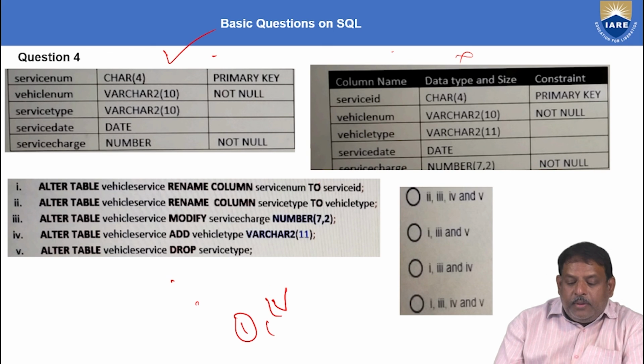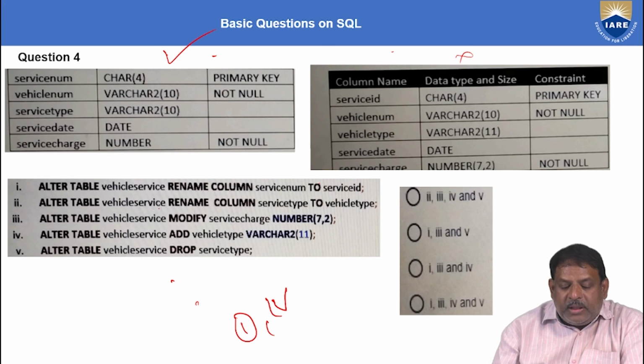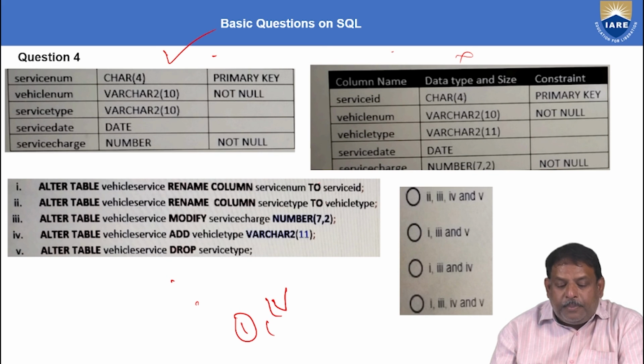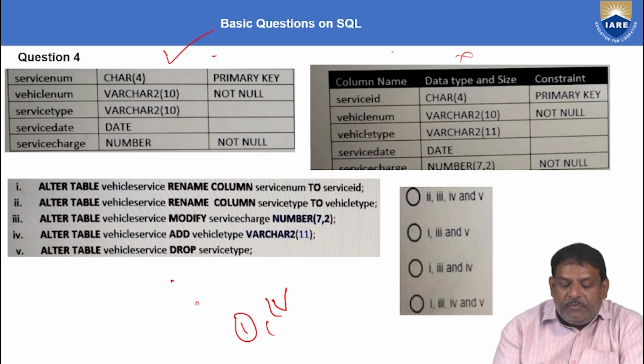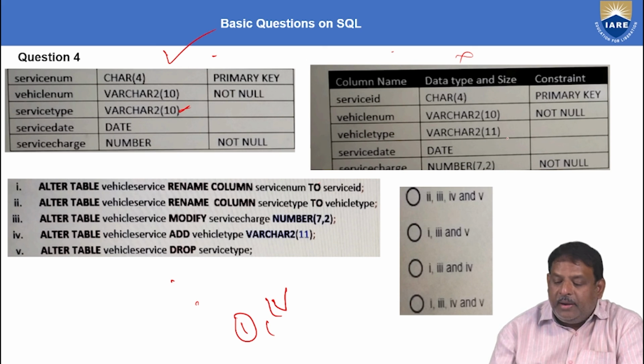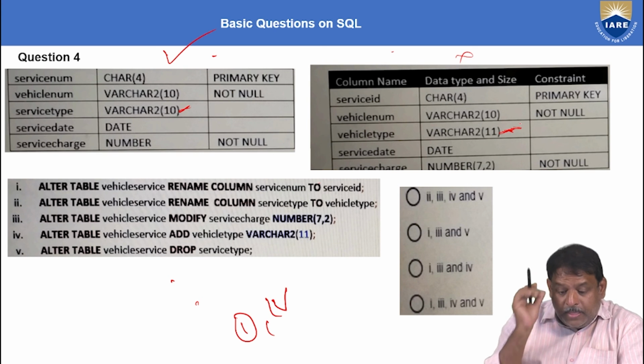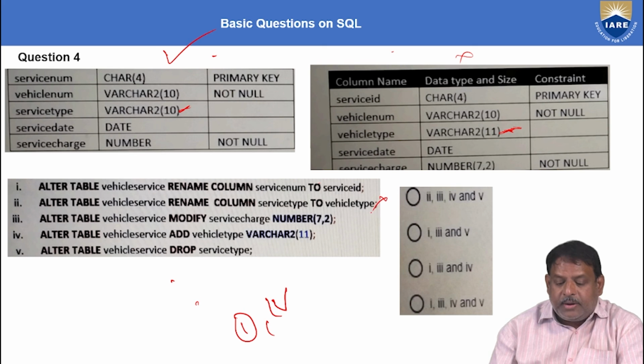Now we'll see alter table, rename service type to vehicle type. Okay, fine. But here the data type is different. Here it is 10, there it is 11. So 2 is not our answer.